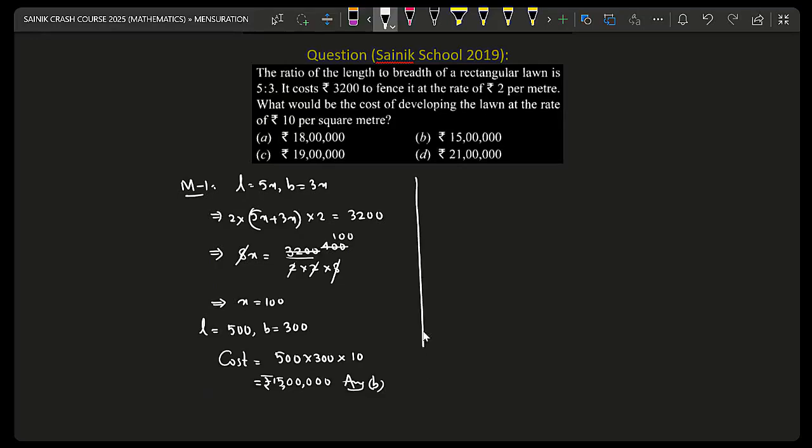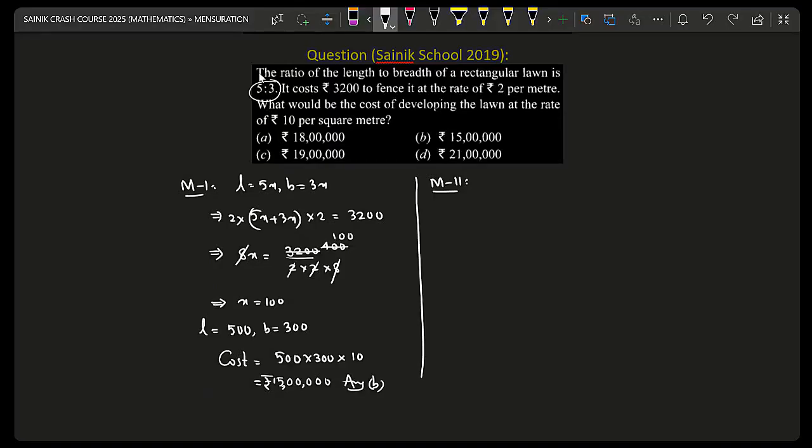Yes. Sriyansh, without using the perimeter formula 2 into L plus B, finding x, and using x to find breadth and length, can you directly find the length and breadth values using any other method? I will give you a clue.